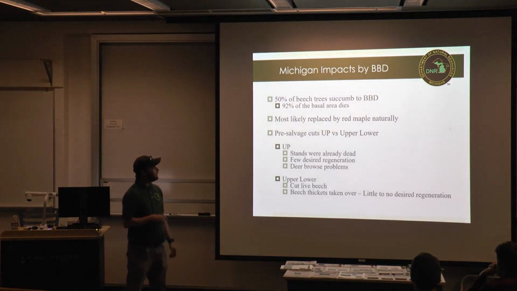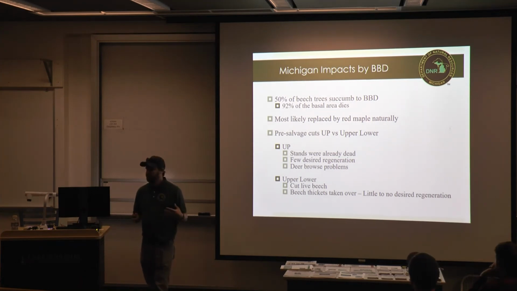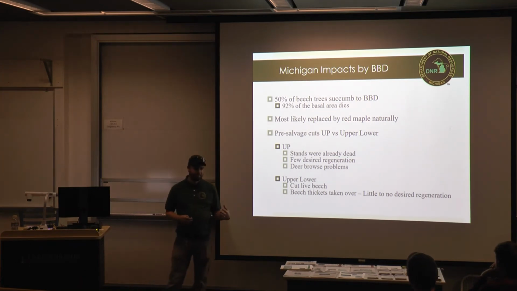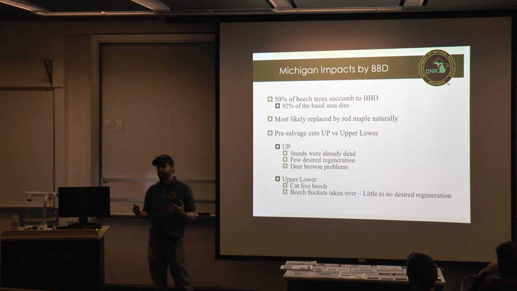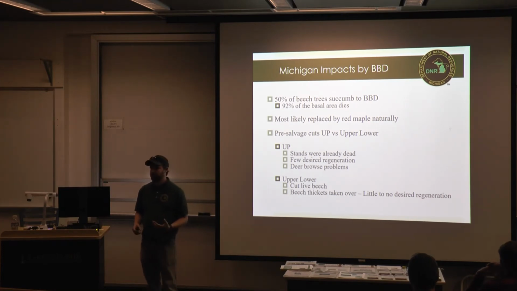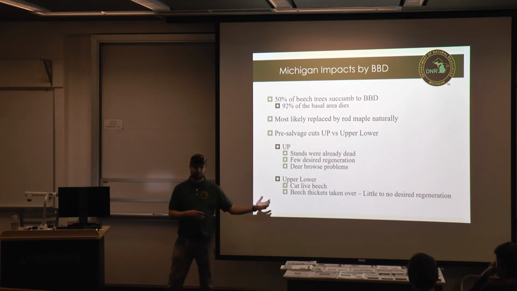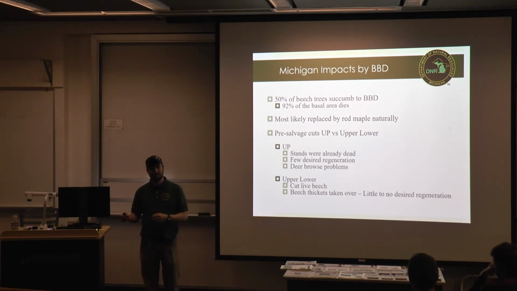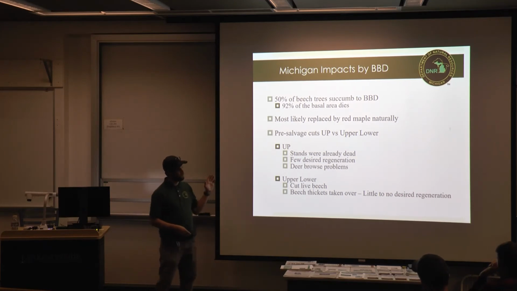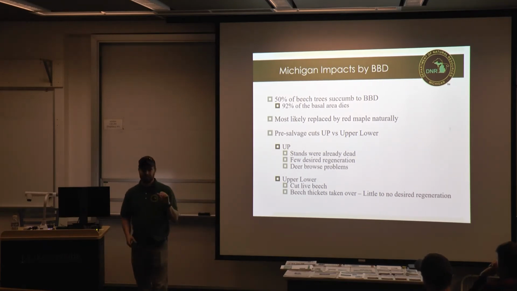Some stats on beech bark disease. Only 50% of your stems are going to die. That doesn't sound too bad, considering. But when you look into it a little bit more, you're losing 92% of your basal area. So you're losing all your big trees. All your small trees are basically just escaping it for the time being. And that's why that number seems lower than it should, because it really is.